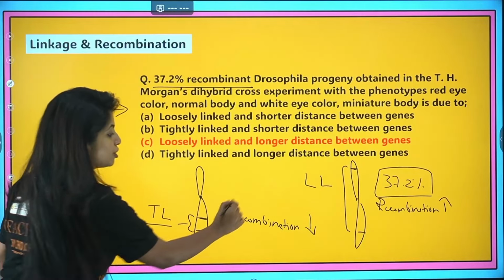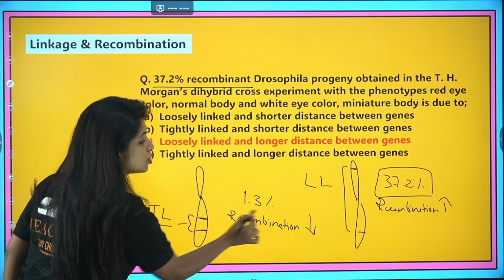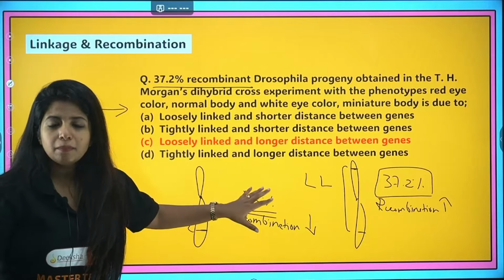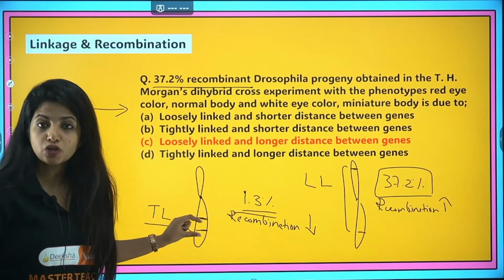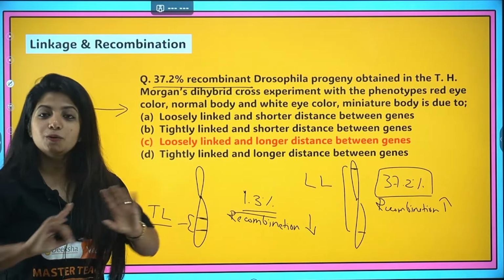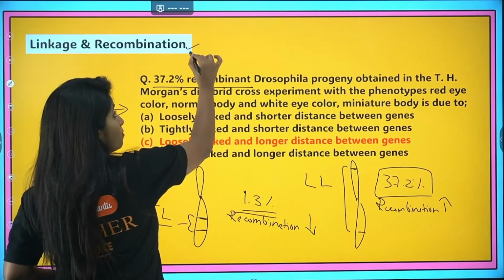If at all, in the question it was like 1.3% recombination, my dear children, that means they are very close to each other. They are tightly linked genes. I hope this is clear. So many questions come around it.